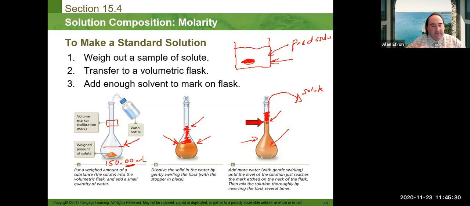Any questions on the steps there to make a solution? Okay, I think this is probably a good place to stop for today. Any questions on anything that we talked about?